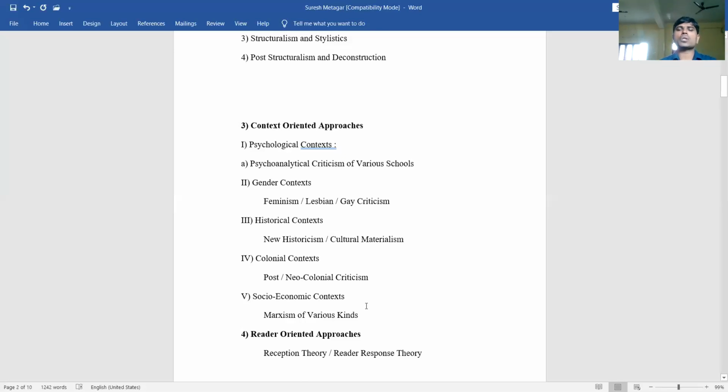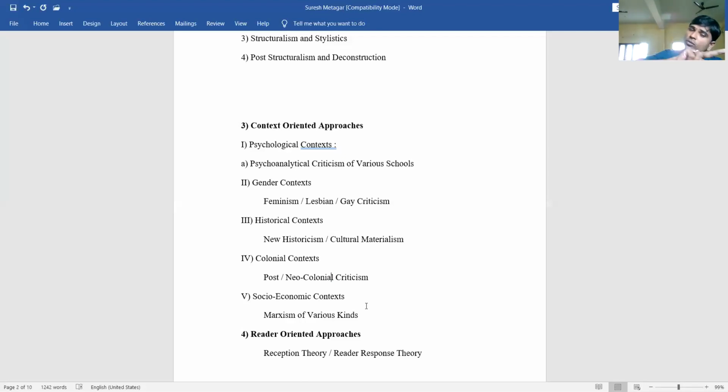Then we have the socio-economic context. The socio-economic context is Marx's theory. Marxism of various kinds exists in literary criticism. Marxism is one of the most influential concepts in the Western world, and not only there, in the whole world. So Marx says literature, society, and man are all products of socio-economic conditions.